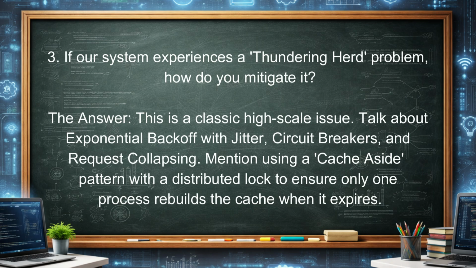If our system experiences a thundering herd problem, how do you mitigate it? The answer: this is a classic high-scale issue. Talk about exponential backoff with jitter, circuit breakers, and request collapsing. Mention using a cache aside pattern with a distributed lock to ensure only one process rebuilds the cache when it expires.